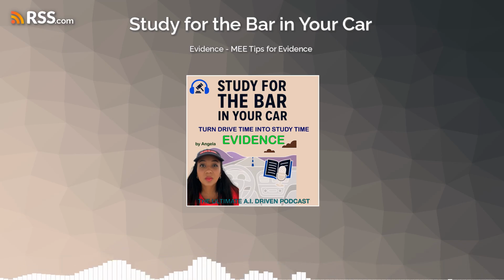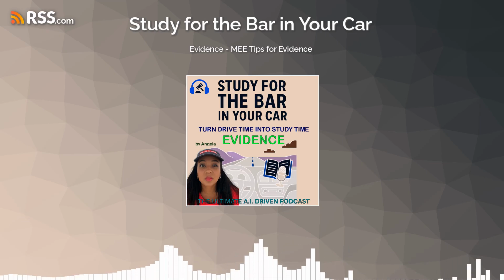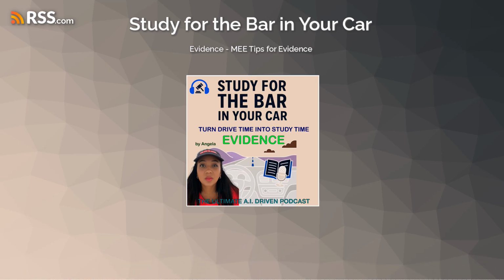Third, statements made by someone the party authorized to speak on the subject. Fourth, and this is a big one for MEE fact patterns, statements by the party's agent or employee. Made concerning a matter within the scope of their agency or employment. And made while the agency or employment relationship existed, both must be true.